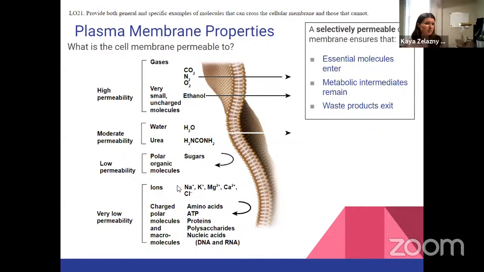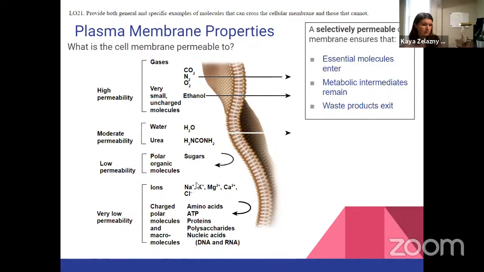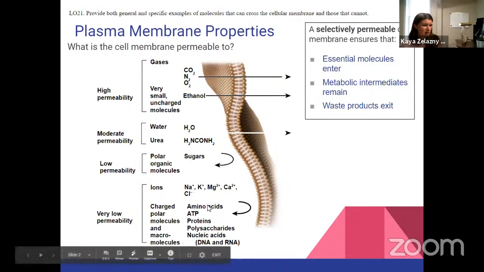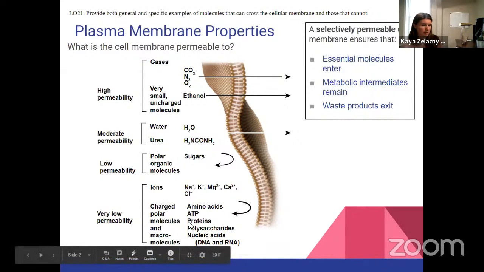Ions have complete charges, right? They don't just have these little charges accumulating due to electronegativity. They actually have full electrons added or missing. So they're not going to get across. They have even lower permeability than our sugars. Big things are also going to have a lot of trouble getting across. Other things that are polar, other things that are charged.